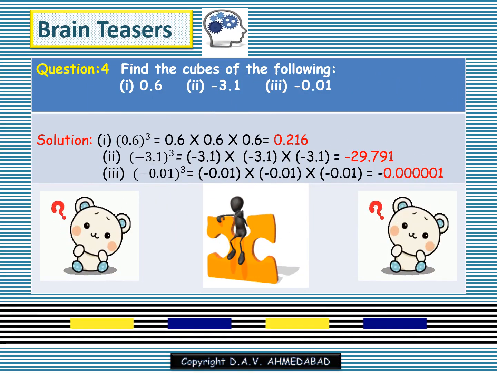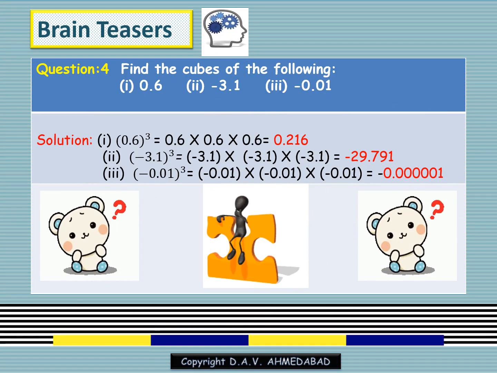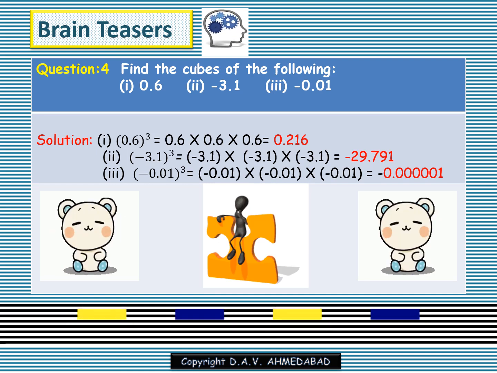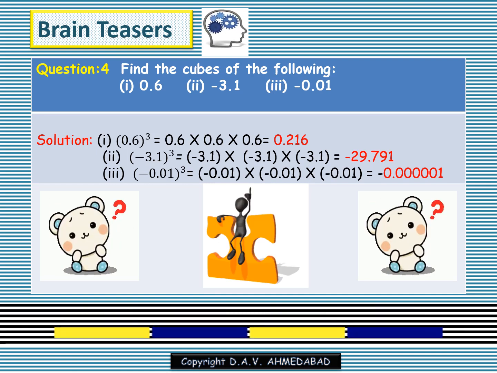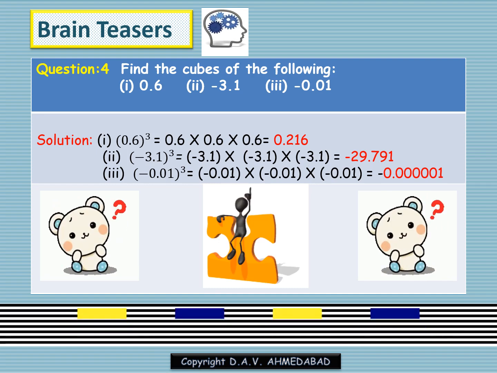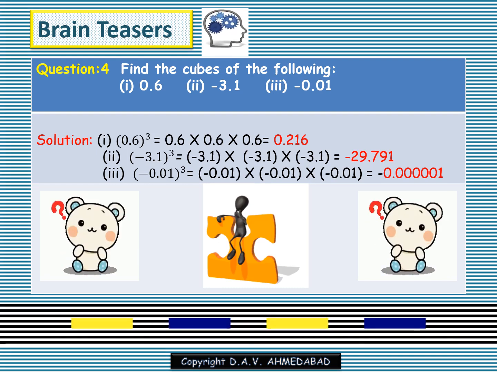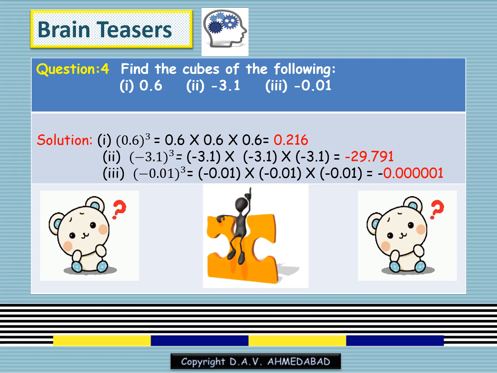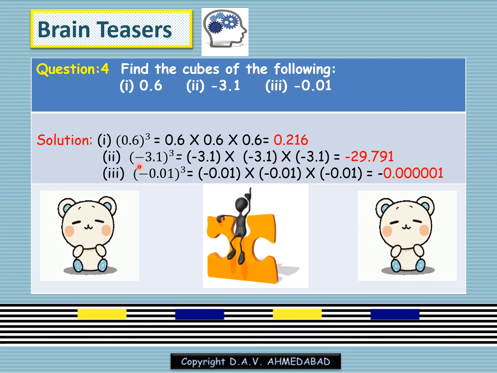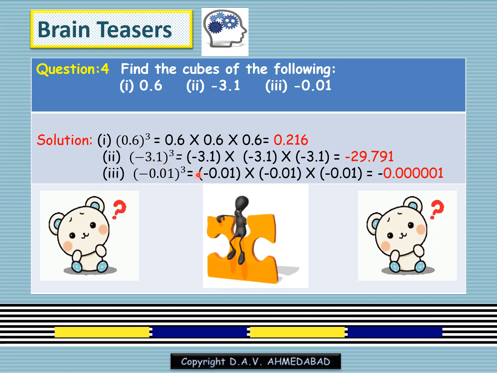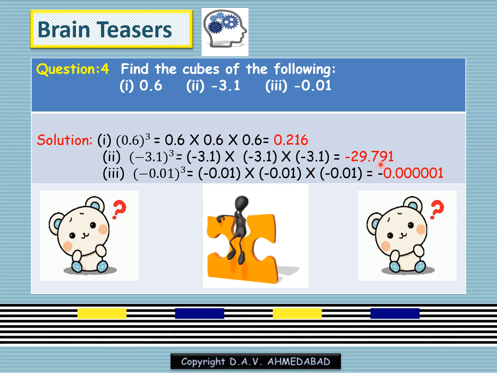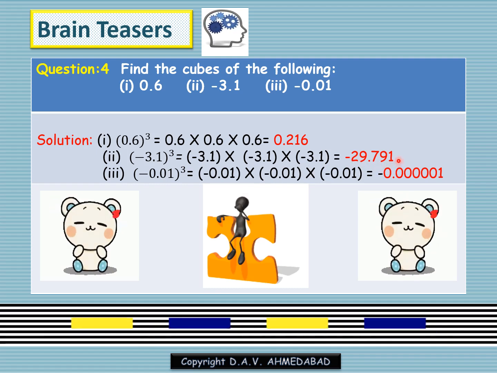Next is find the cubes of the following numbers. First is 0.6 cube. Now 6 cube is 216. Now 1 digit after decimal. So how many digits your answer will have after decimal? 3, right. So it is 0.216. Now minus 3.1 cube is minus 29.791.